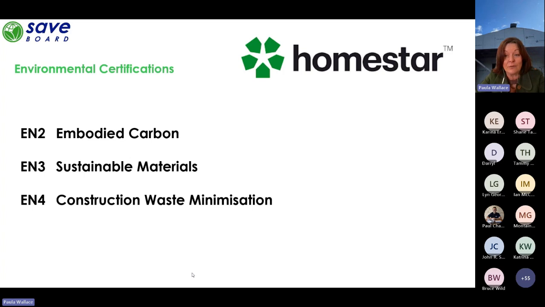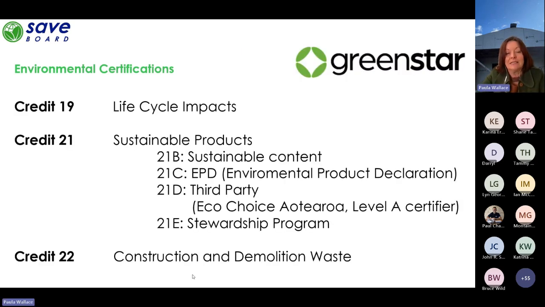EN3, you've got 10 points available where at least 50% of the material content is reused, eco preferred or responsibly sourced materials. We're all over that. And EN4, construction waste minimisation across the project. For Green Star, credit 19, life cycle impacts. And then on credit 21, you can only claim one of these credits per product. Even if the product, in our instance, for example, fits the criteria for all categories, you can only claim against one of those categories. And then credit 22, of course, construction and demolition waste.